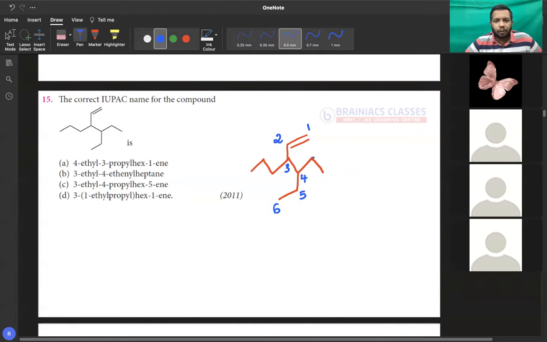Now I know that at the 4th position, an ethyl group is present. 4th position, you have an ethyl. Then at the 3rd position, you have 1, 2, 3, propyl is present. 3rd position, you have propyl present.